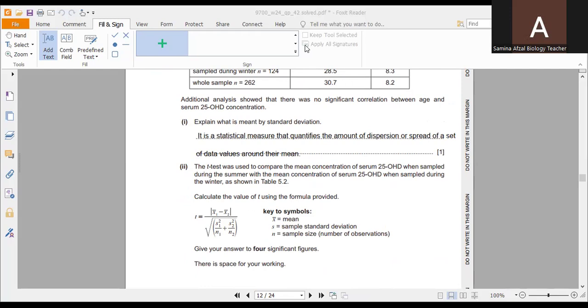So here I would like to explain what is meant by standard deviation. So standard deviation, students, is a statistical measure that quantifies the amount of dispersion or spread of a set of data values around their mean. So how much the data is spread around the mean value. In simple terms, it tells you how spread out the individual data points are around the mean or average of the data set.